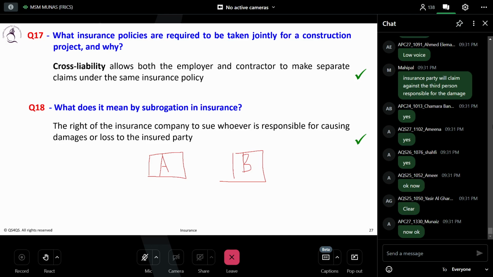So here, let's say we had car A and car B, with car A's insurance and car B's insurance. Car A hit B. Who's in default?